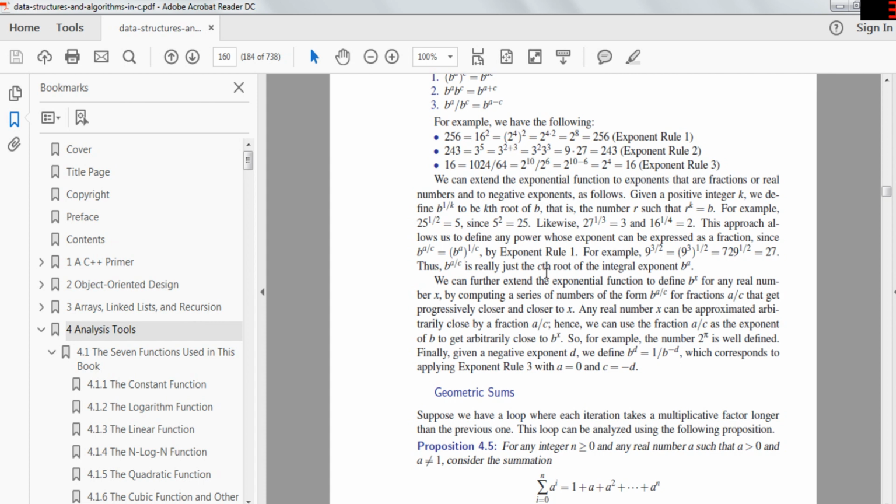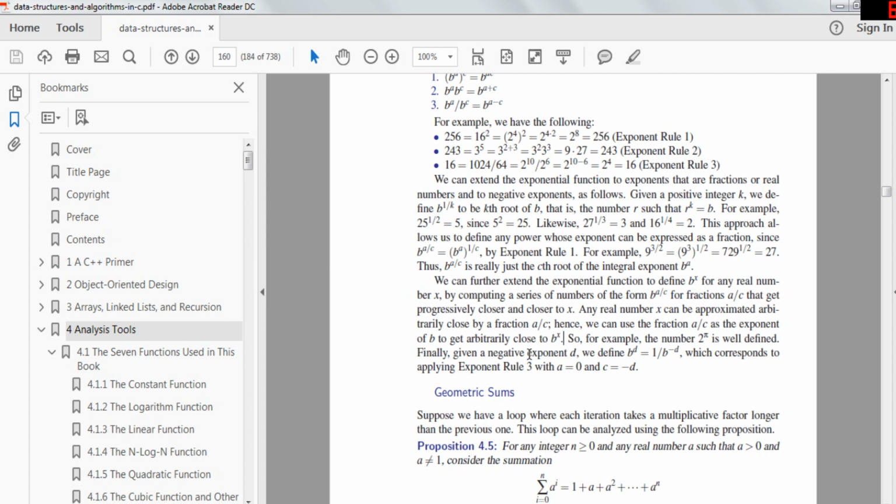So you can also extend exponent functions to define b to the x for any real number x, by computing a series of numbers of the form b to the a over c for fractions a over c that get progressively closer and closer to x. Any real number x can be approximated by a fraction a over c. Hence, we could use the fraction a over c as an exponent to get close to b to the x. So they're saying the number 2 to the pi is well defined.